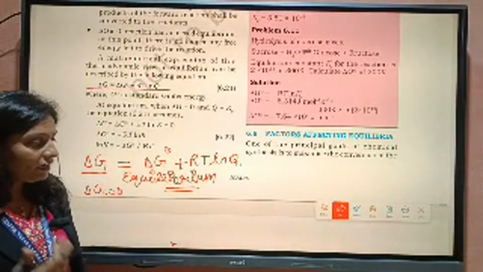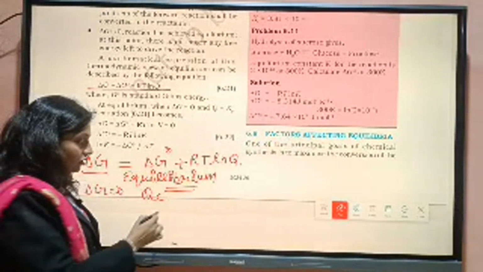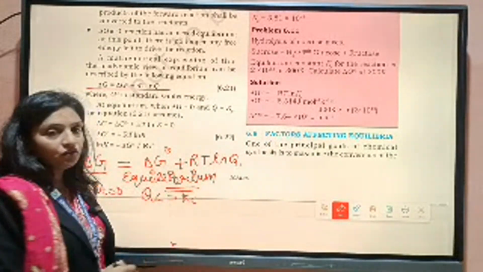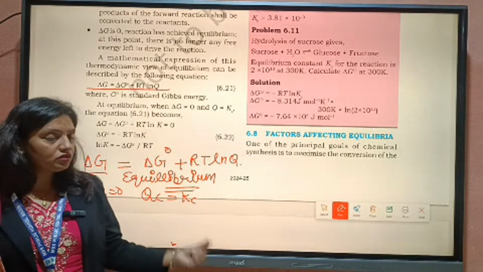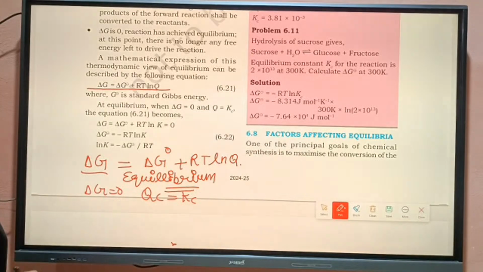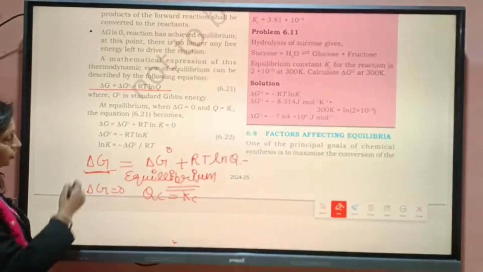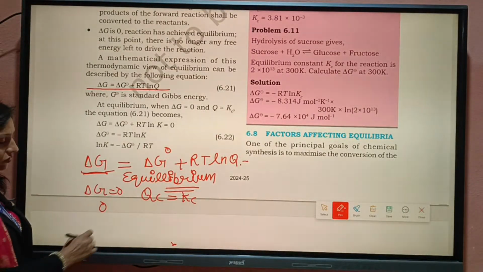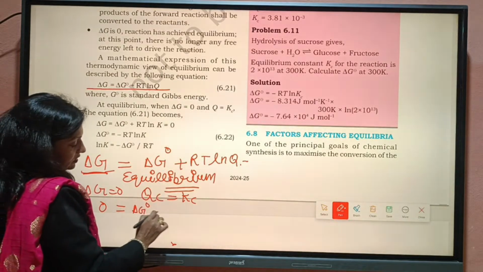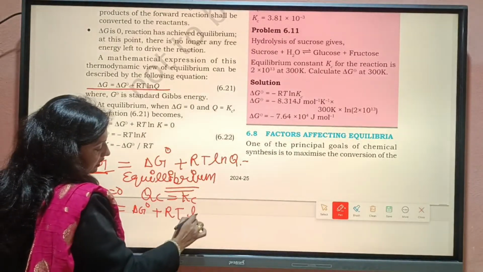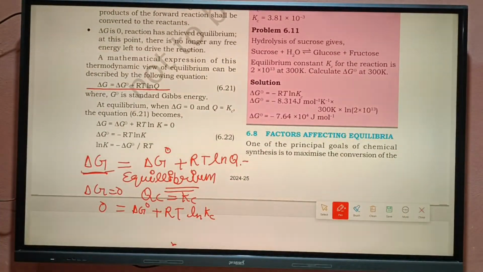Clear? And at equilibrium, students, the reaction quotient Qc will also be equal to Kc. In the previous class we discussed this. Yes or not? The reaction quotient will also equal Kc. Then put both these values in the equation. If you put them in, then del G equal to 0 is equal to del G naught plus RT ln Kc. Yes or not?